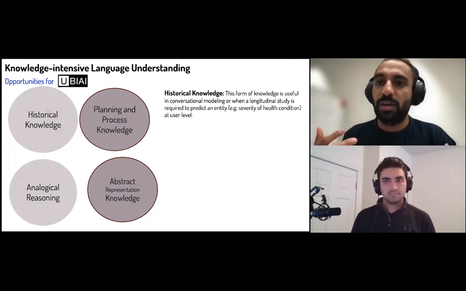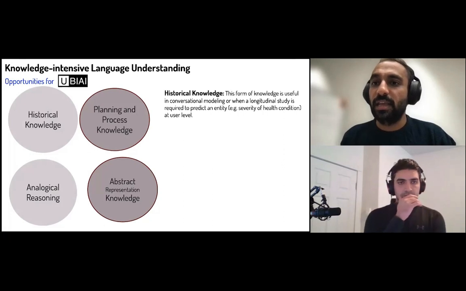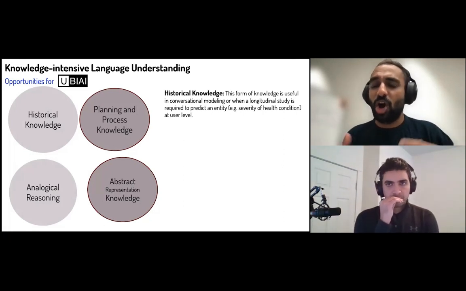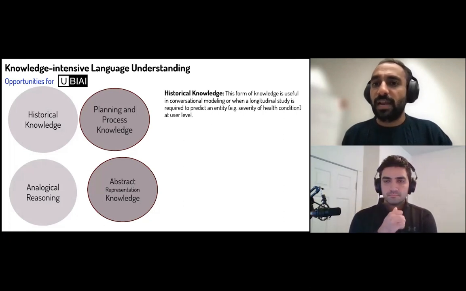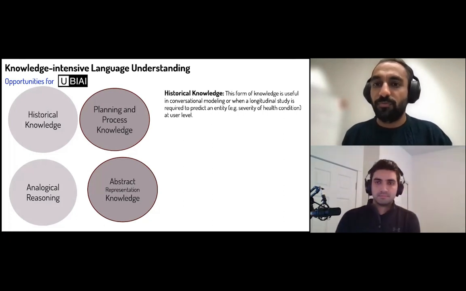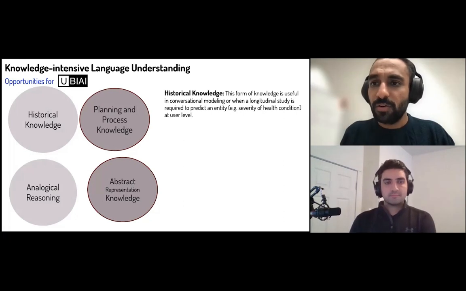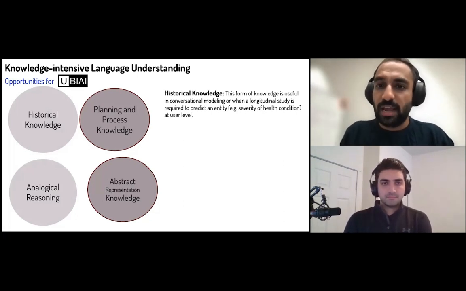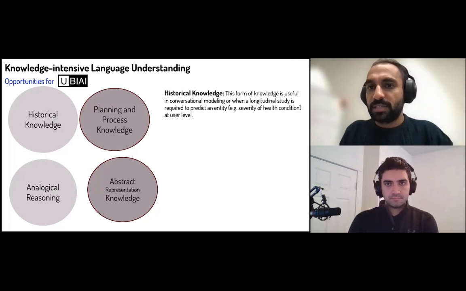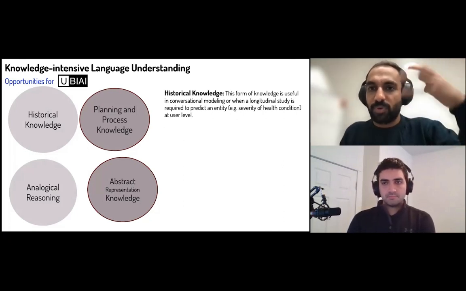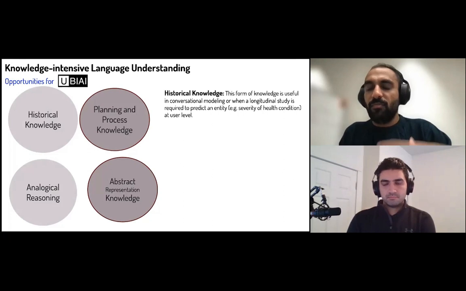For example, if I want to label a person as having COVID-19, I want to look at his history. We always ask the question, have you been in contact with a person 14 days prior to your test? So 14 days is your history, which is historical knowledge. Another is planning and process knowledge. Every annotation process has a strategy, has a process, has planning.